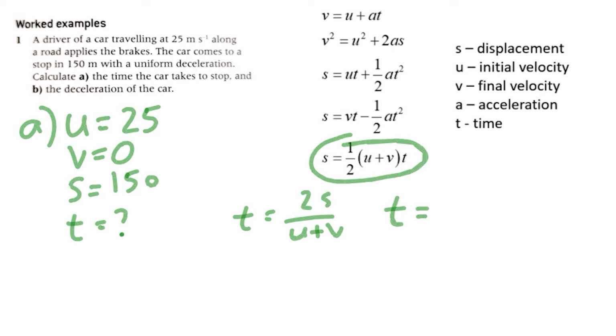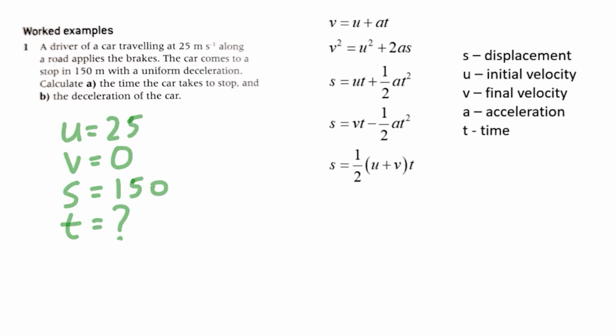T equals, and in the fraction, 2s is on the top, so 2 times 150 meters divided by v plus u, so 25. Now 300 divided by 25 should give us 12 seconds, and this is the answer to this question. For part B, it's asking for the deceleration, so we need to find A.